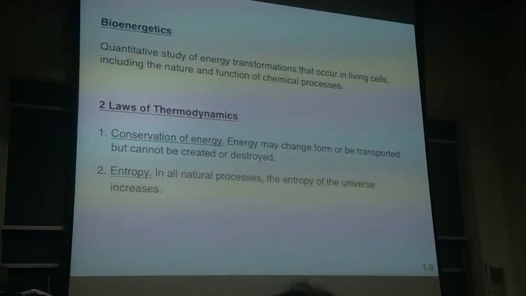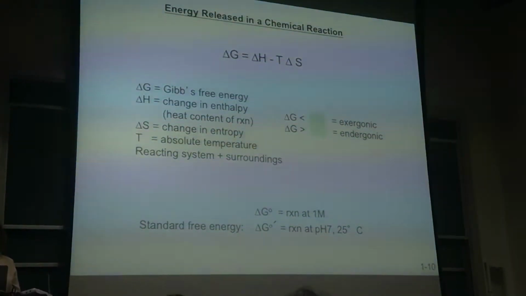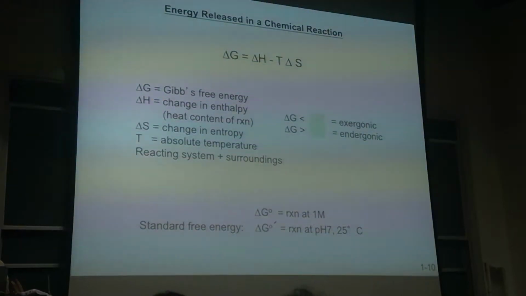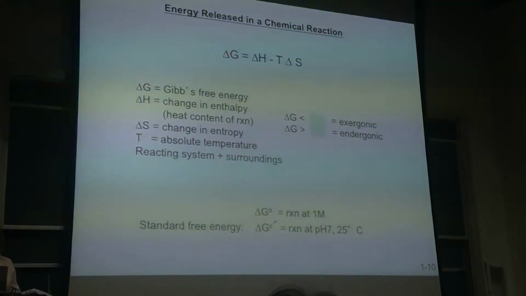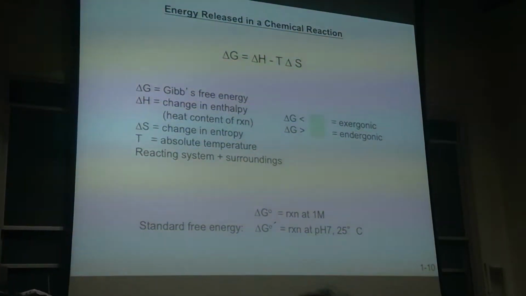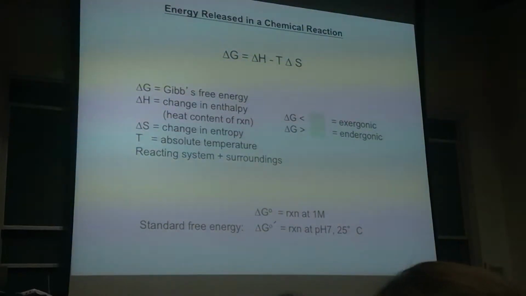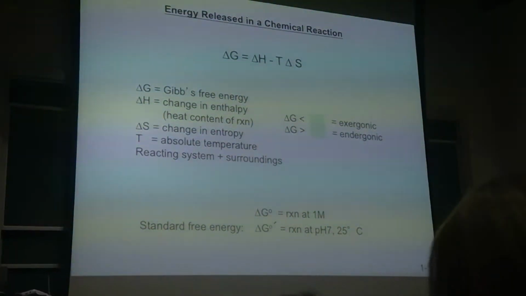So basically we have conservation of energy always taking place, and entropy is always increasing. Now we get to the fun part of figuring out how you actually calculate this and think about it. The way to calculate energy is the Gibbs free energy equation. You will need to know this by heart, and hopefully you'll integrate it into your memory storage and use it regularly. Delta G is the Gibbs free energy. It's what tells you if a reaction is going to happen.